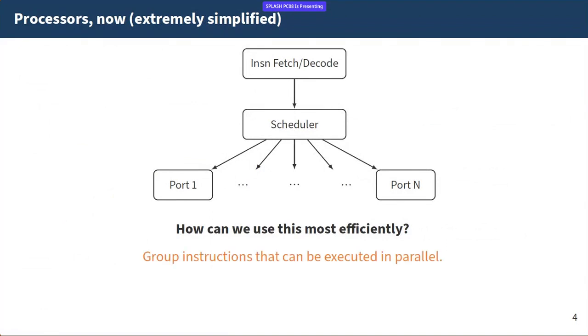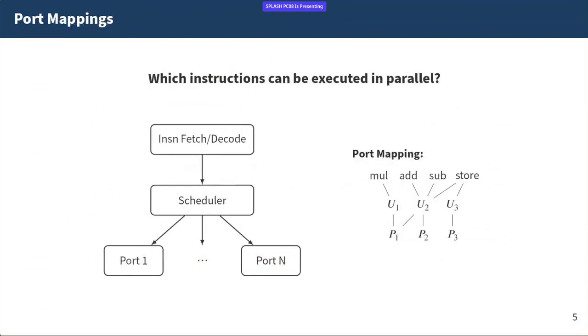Because now we also need to make sure that we have enough instructions available for which it is possible to execute them in parallel. Because not all instructions can be executed on every execution unit. And for this, we would need to know which instructions can actually be executed in parallel. This information is captured in what we call a port mapping. So a mapping from the instructions of the microarchitecture to the micro-ops into which they are decomposed, and from the micro-ops to the ports on which they can be executed.